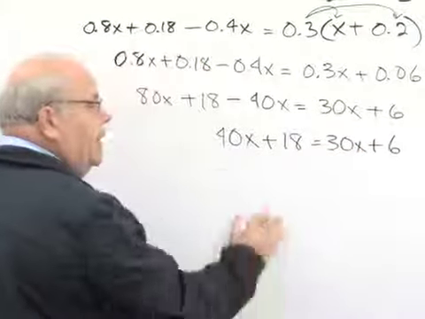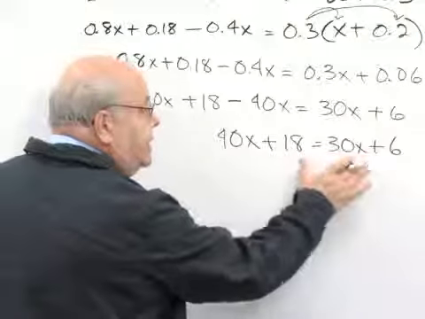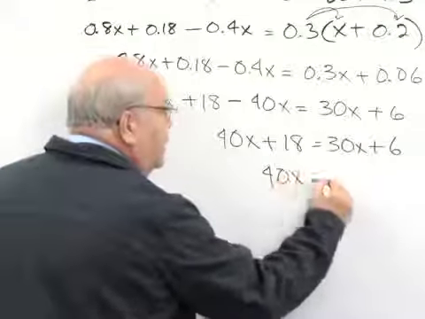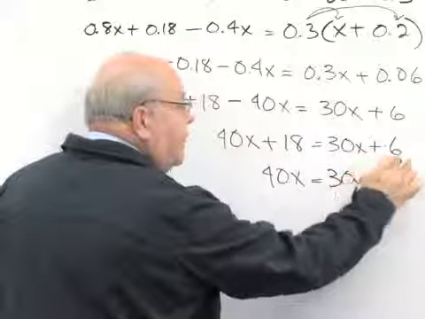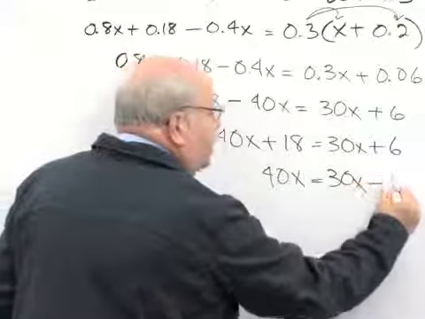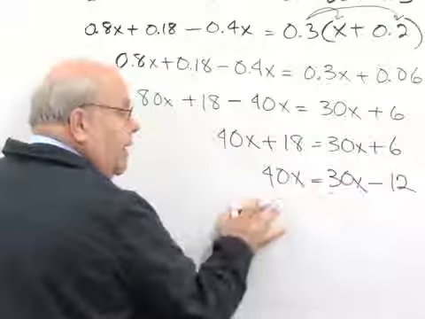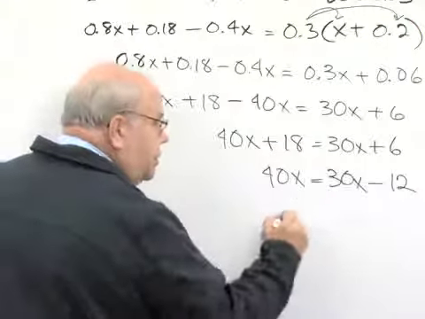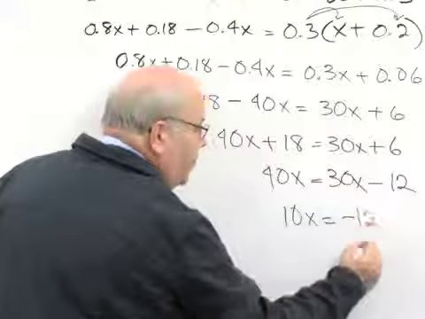Now we would like to get all the numbers on one side. If we add minus 18 to each side, then we'll simply have 40x equals 30x, and if we add 6 and negative 18, we get negative 12. That puts all the numbers on the right. We'd like to have all the x's on the left, so we add minus 30x to each side, and this would give us 10x equals minus 12.